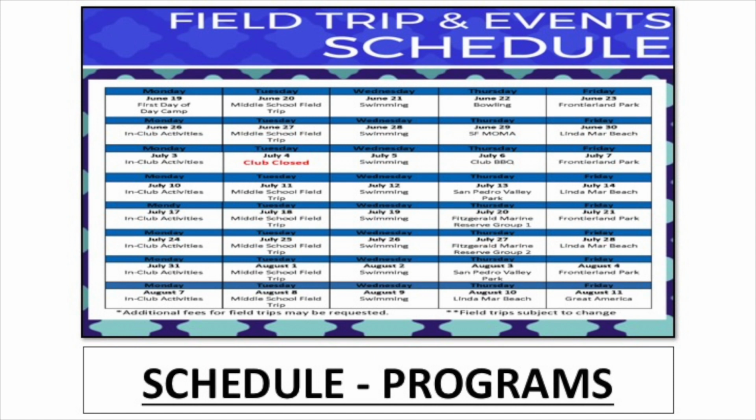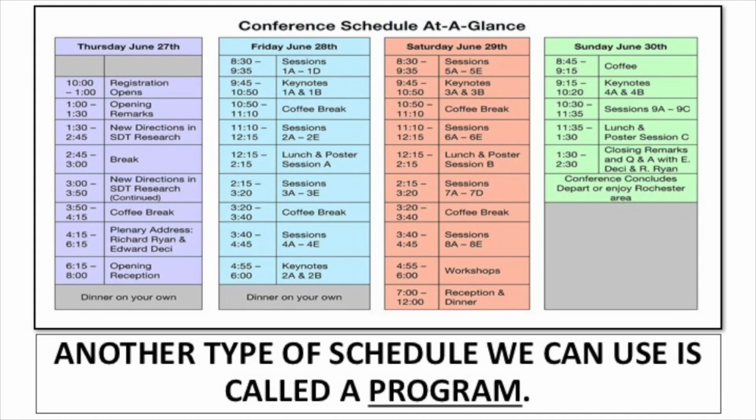Yes, so with timetables, we only use them for one day. If we have a timetable, it's for one day. But notice how for the program, it can be over many days. This one is over 3 months. And it gives the list of events that are happening on each particular day. Another type of schedule we can use is called a program. And here we see an example of another program.